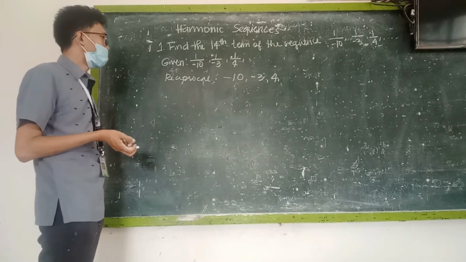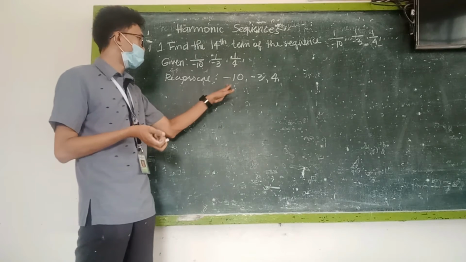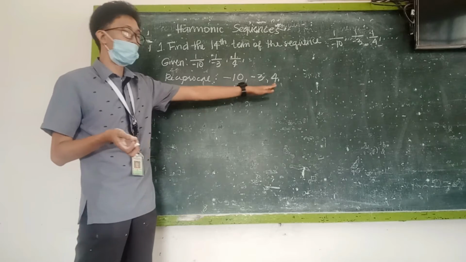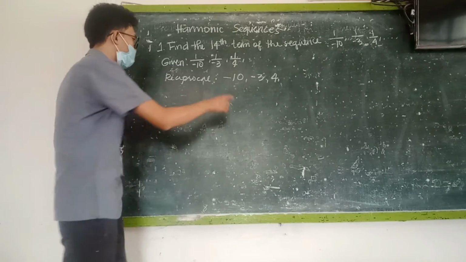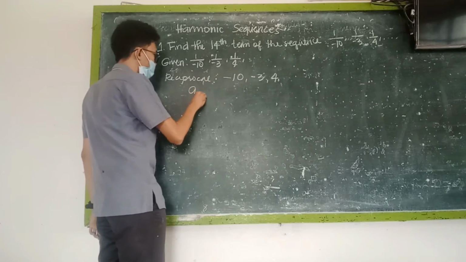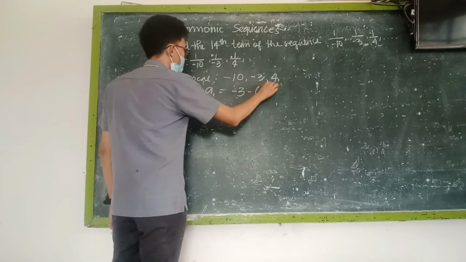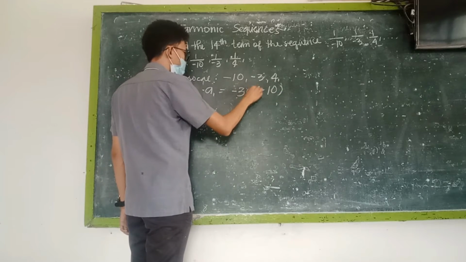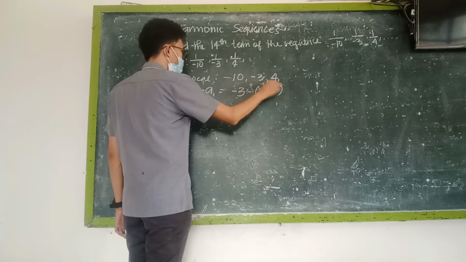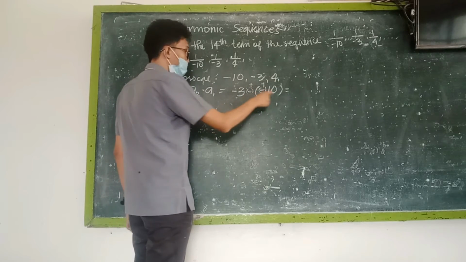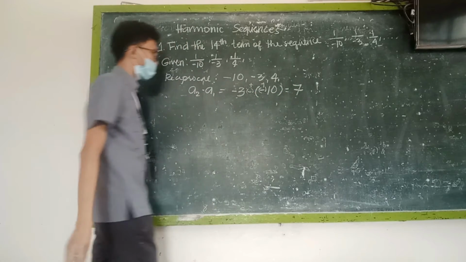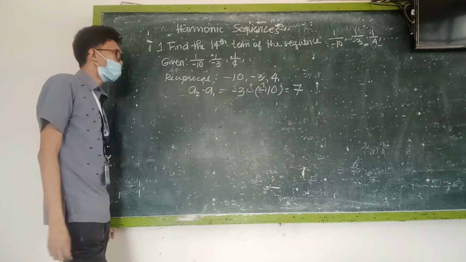So kukunin na natin yung common difference ng negative 10 at negative 3, at saka negative 3 at 4. So ang common difference natin is a sub 2 minus a sub 1. So magiging negative 3 minus negative 10. Change the sign of the subtrahend by the rules of integers and proceed to addition. So negative 3 plus 10 is equal to 7. So ang common difference is 7.